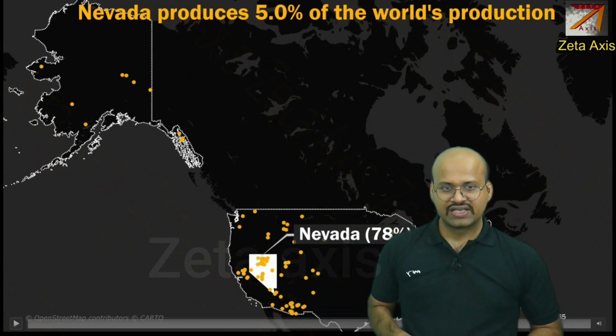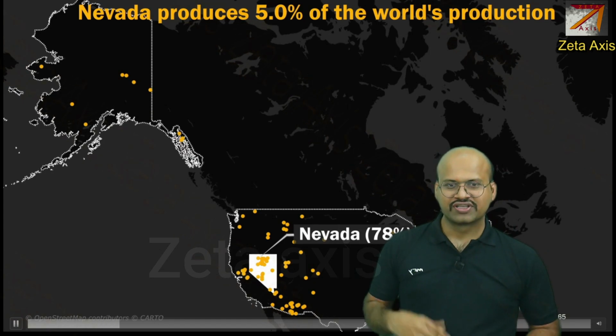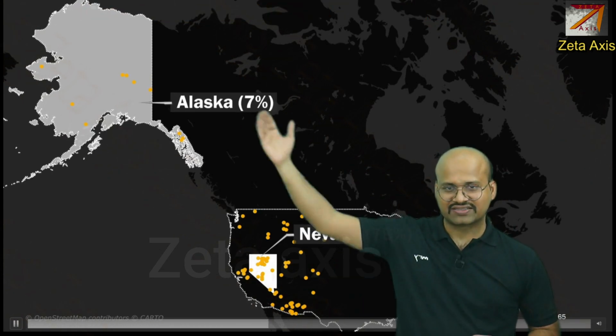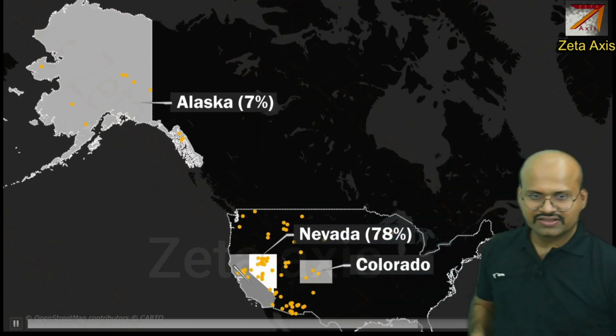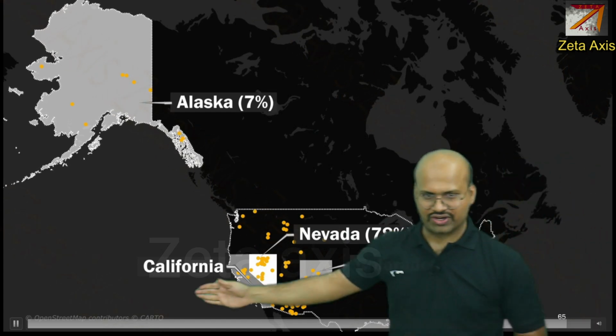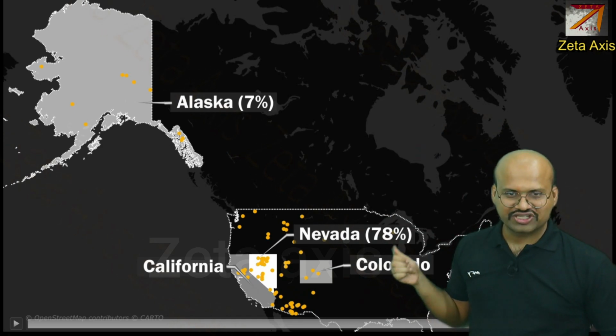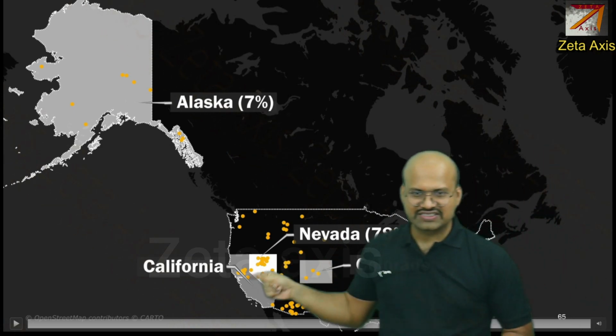The other regions which produce gold in the United States are Alaska, which is at 7%. Then we have Colorado and California, which produce gold in a slightly lesser amount. So remember, Nevada alone produces 78%, and it is a very significant state for producing gold in the United States.